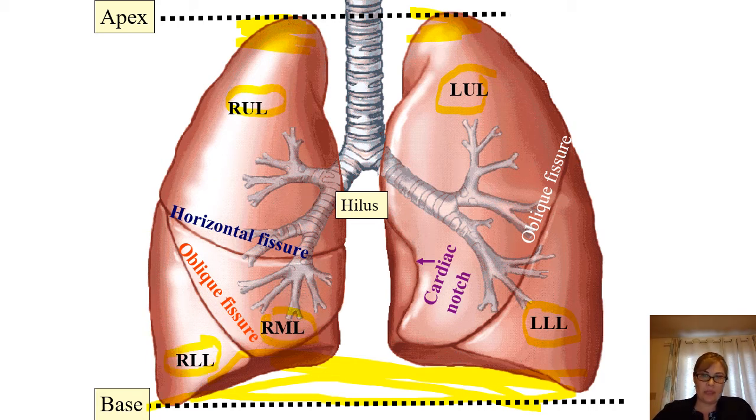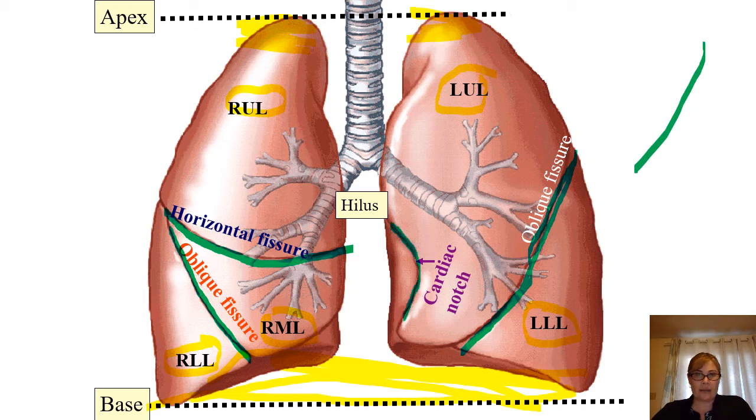And then these are the fissures. This is the horizontal fissure. This is the oblique fissure. And then the left side only has one because we only have 2 lobes, so we don't need 2 fissures. So this is the oblique fissure. Oblique means at an angle.